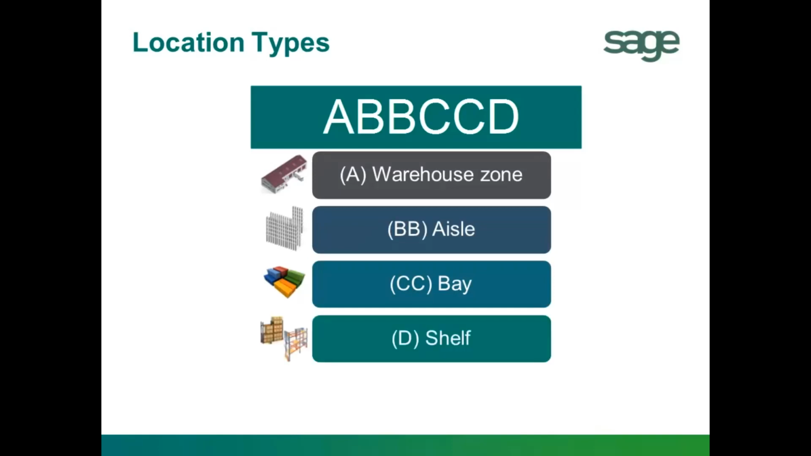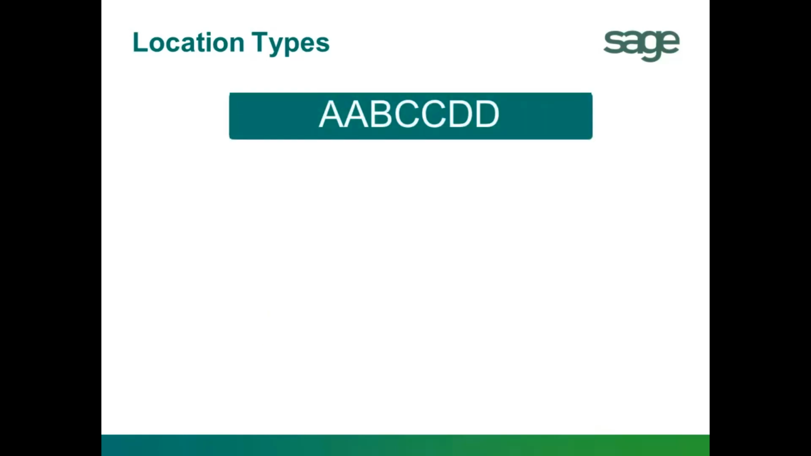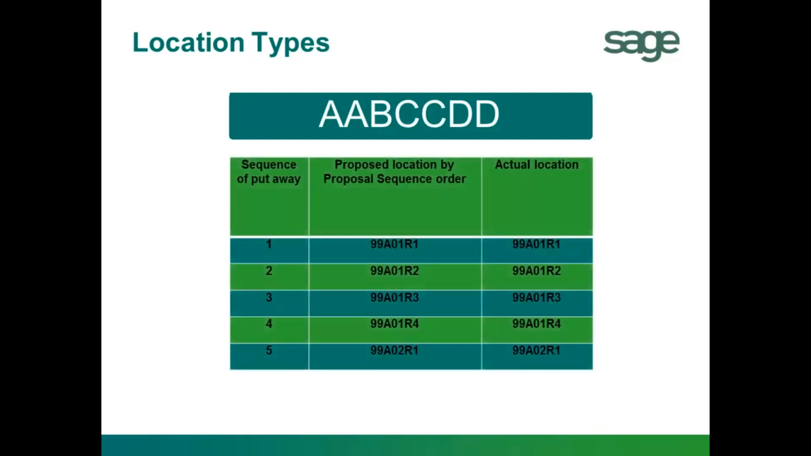And finally, you also can use a proposal sequence to automatically pick a place to put incoming receipts. For example, using format AA, B, CC, DD, with the actual location shown here, the proposal sequence would cause each new pallet to be stacked from the floor position R1 to the top position R4 before moving to the next bay. Moving to the next bay is shown from 4, put away, to 5, put away above.